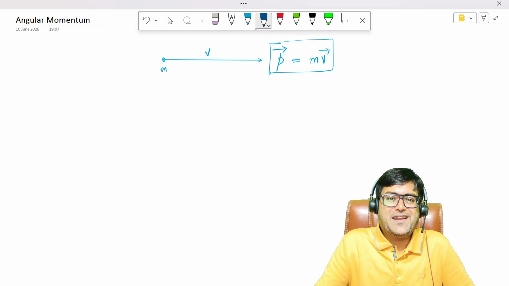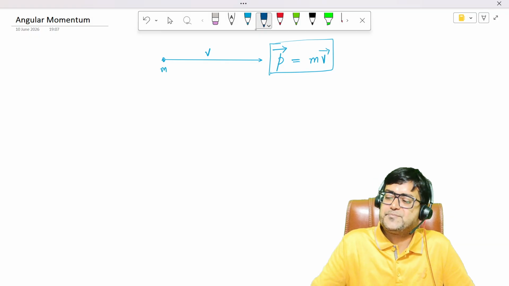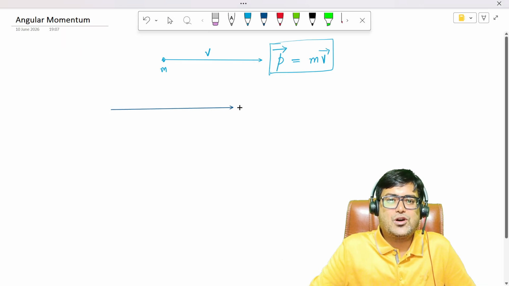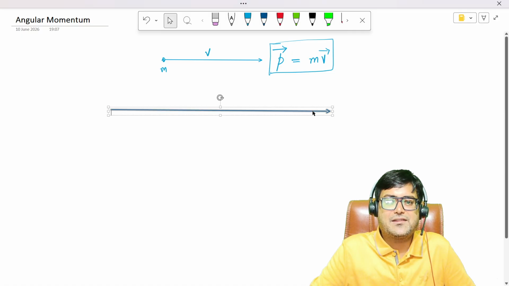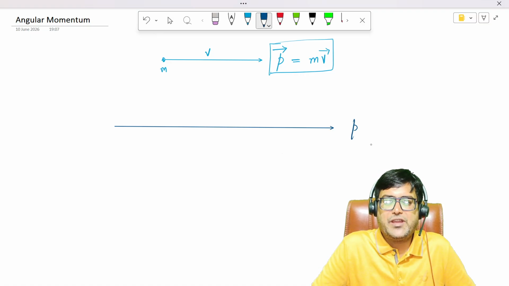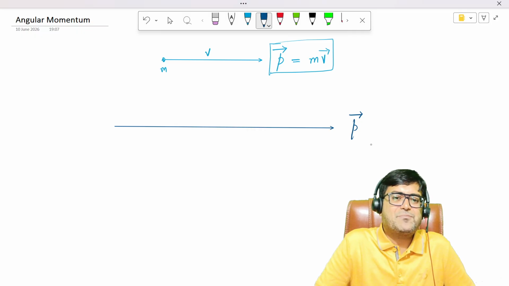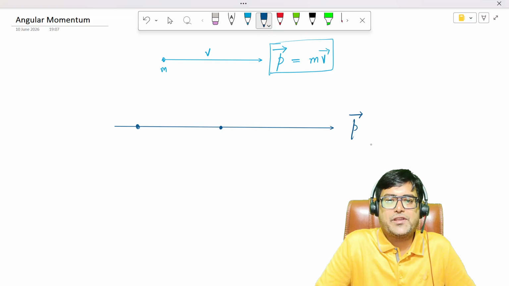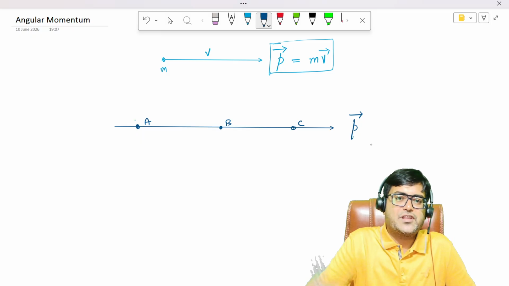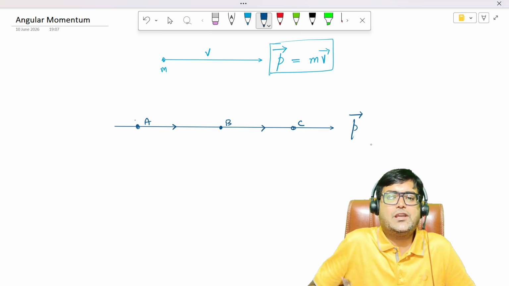Now, as I said, the particle is moving in a straight line. Let's draw an elaborate straight line, and let's say the momentum of the particle is p. Of course it's m times v, mass times velocity, but let's just call the momentum p. It's a vector. As the particle moves in a straight line, let us mark three points: A, B, and C. The particle is going to pass through all three points one after the other, from A to B, then from B to C.